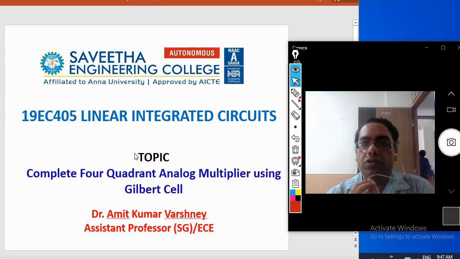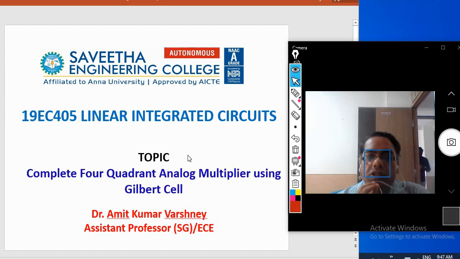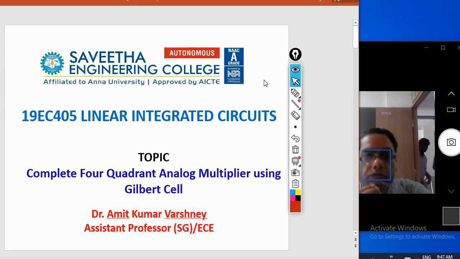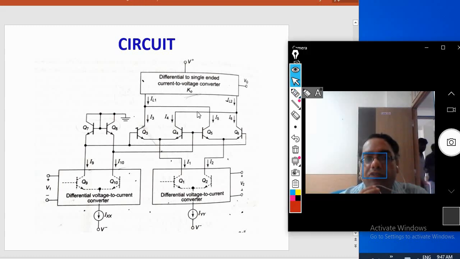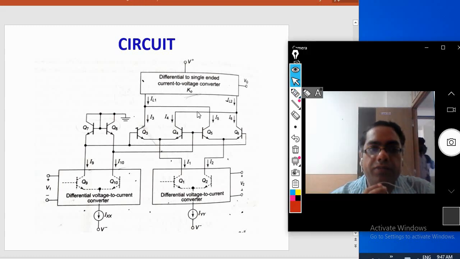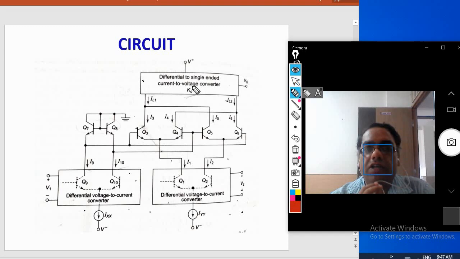Going to discuss the complete four quadrant analog multiplier using Gilbert cell. Now this is the complete circuit diagram, just a slight modification from the earlier circuit that we have done already. Here what we have done is, one differential to single-ended current to voltage converter is used. You can see differential current IL1, IL2, that is converted to single-ended output voltage.